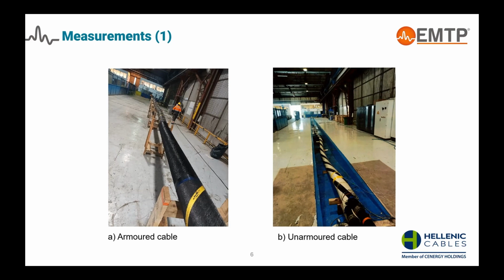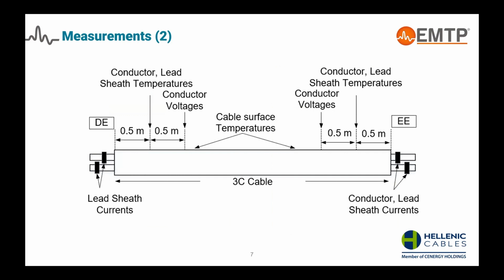In general, in both of these installations, 1 meter free of any metallic element is around the cables to avoid any electromagnetic interference. Here we can see the setup of the cable, a conceptual figure of the measurement setup. The three-core cable, both armored and unarmored cable, is around 36 meters, with the driving end and the earthing end.